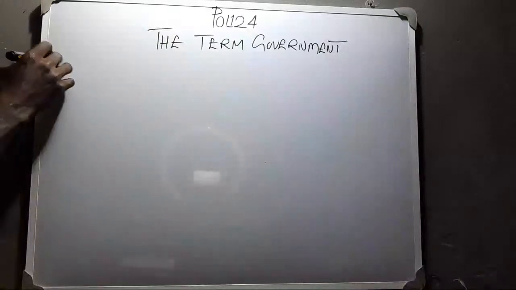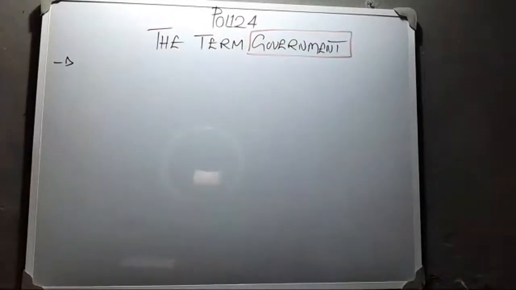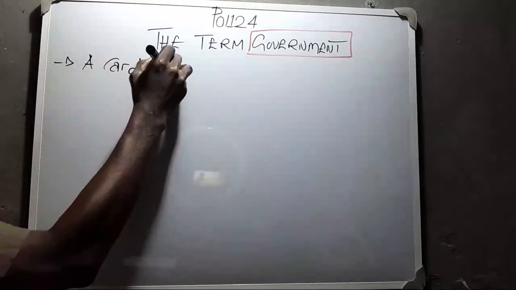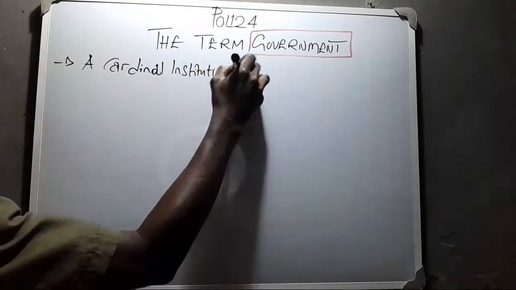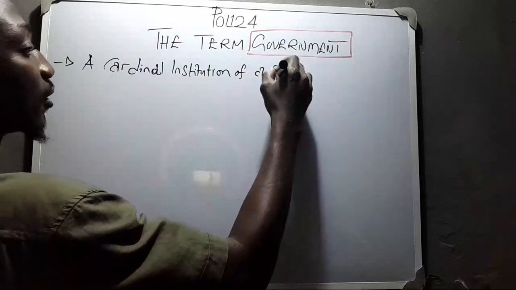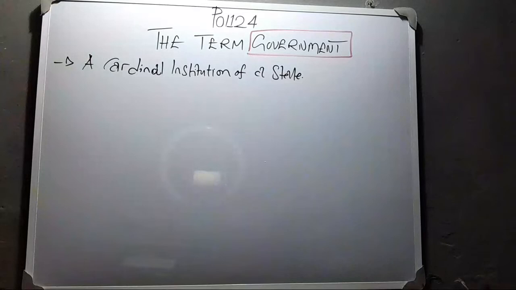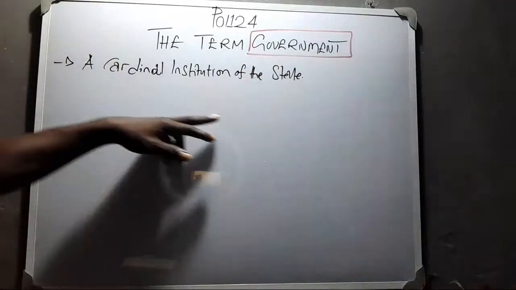Now, take this down. The term government is said to be a cardinal institution of the state. A cardinal institution of the state.